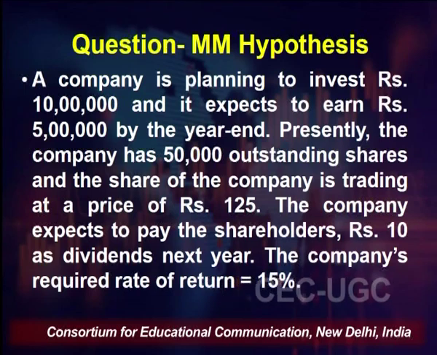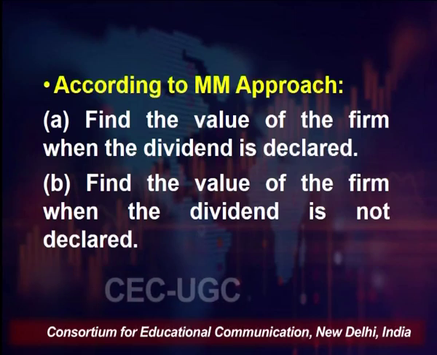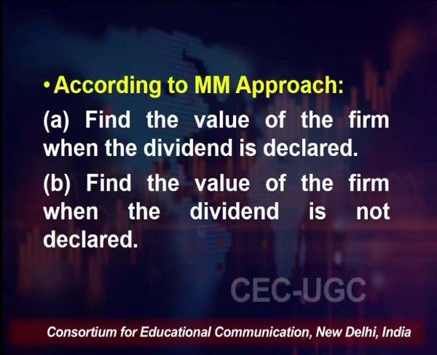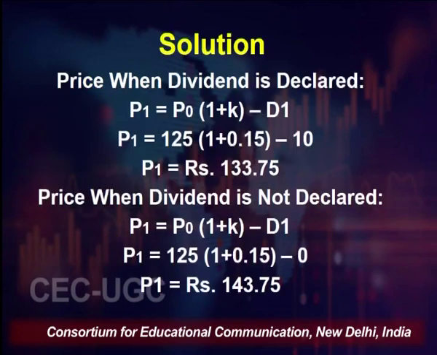So, the dividend to be declared next year, that is D1, is given. The present value of the share price is also given, that is 125 rupees. The company's required rate of return is 15%. Now, keeping these things in mind, we need to find out the value of the firm when the dividend is declared. Also, we need to calculate the value of the firm when the dividend is not declared. So, let us see these situations one by one.